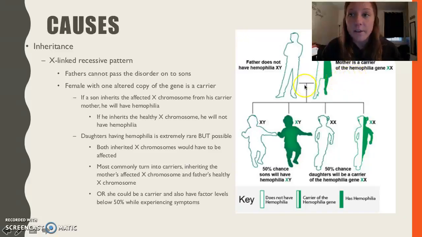If you look over here, there's just an example of a family. A mother is a carrier, a father is healthy, and they have these four options of children. A completely healthy son, hemophiliac son with the mother's affected X chromosome, completely healthy daughter, or carrier daughter with the mother's affected X chromosome again.